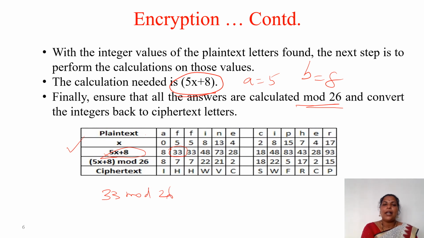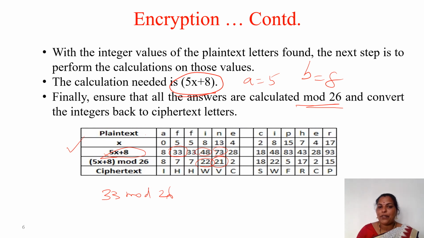So 33 mod 26 is 7. You see, 26 plus 7 is 33, so 33 mod 26 is 7. Likewise for 48 we have to do the same, that is 22, and for 73 it is 21. Then after getting the mod value, we have to replace the integer with the corresponding alphabet. So now we got the ciphertext.